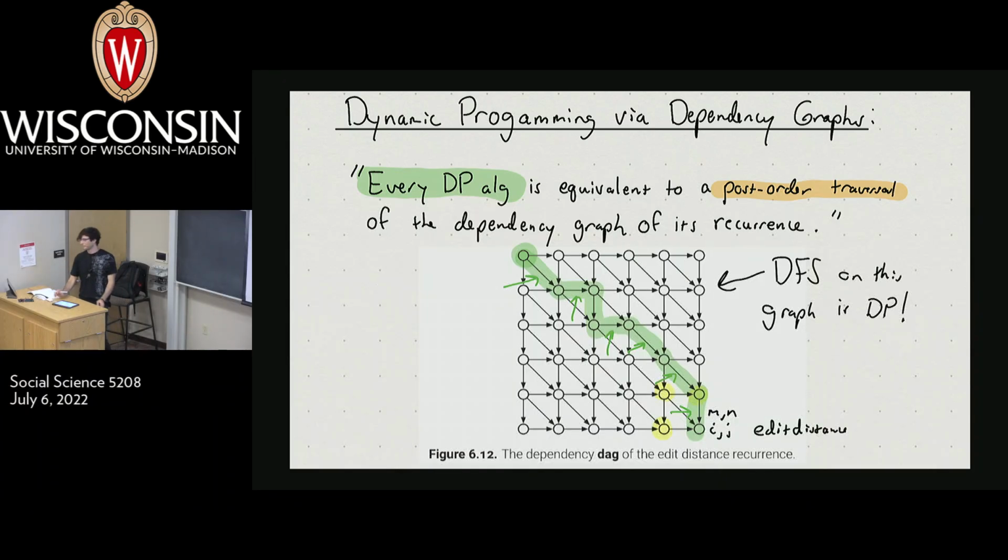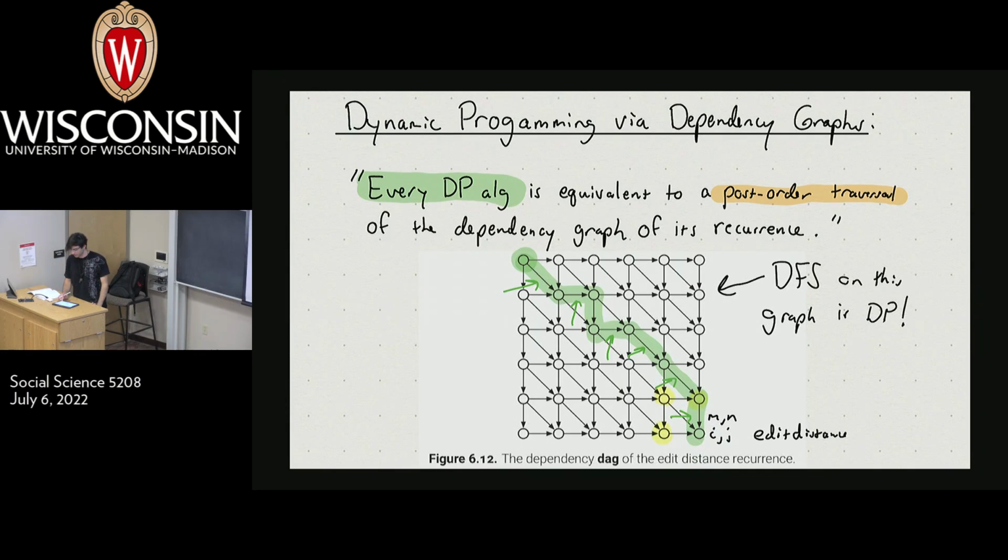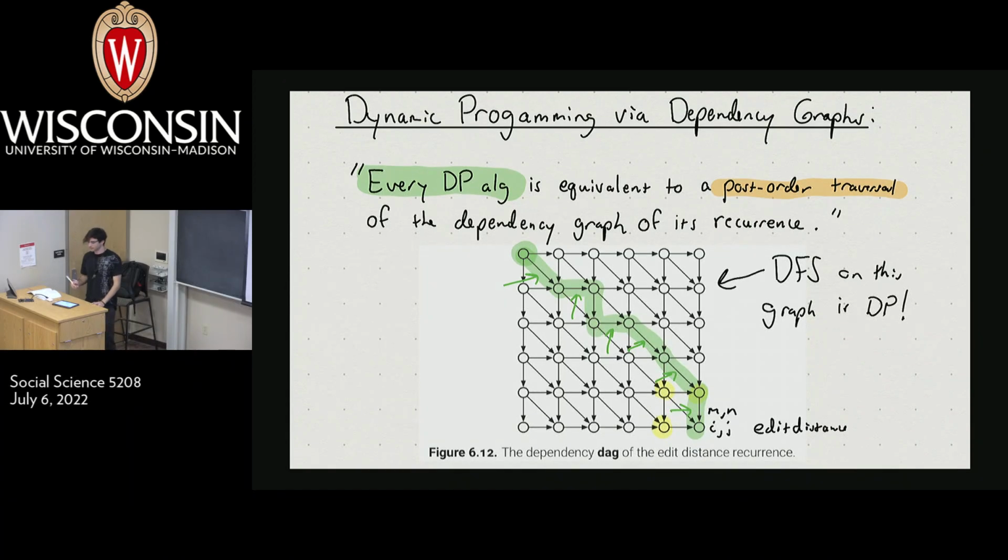Yes? Is that the full dependency graph, or is that the deduplicated states? This is the full dependency graph. So remember, dependency graphs don't take into account that recursion might call the same thing multiple times. It's just the subproblems. And that's just because in dynamic programming, you won't call things over and over. You're going to memoize. Okay?